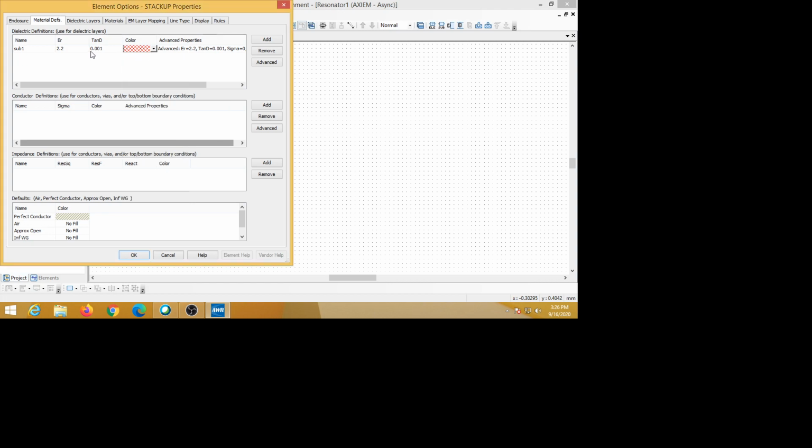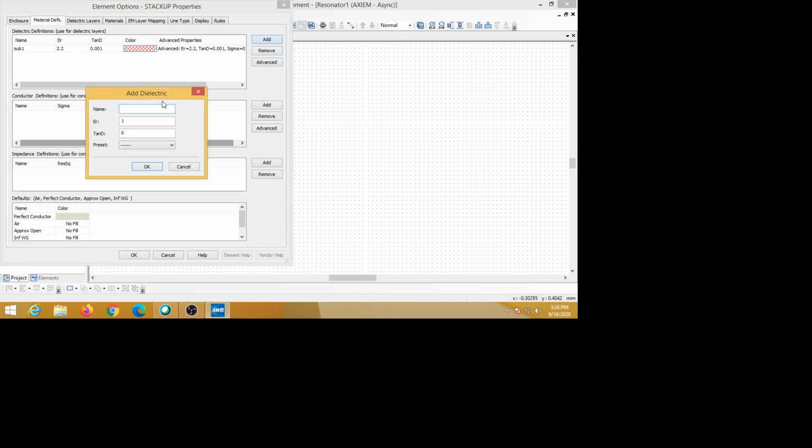So this is one substrate I have defined. For example, I want to introduce one more substrate. I can add here SUB2. For SUB2, epsilon r is 4.3, and the dielectric tan delta is 0.025.